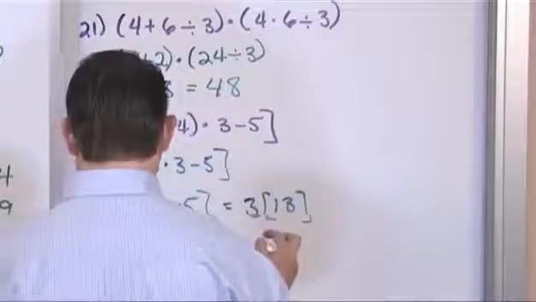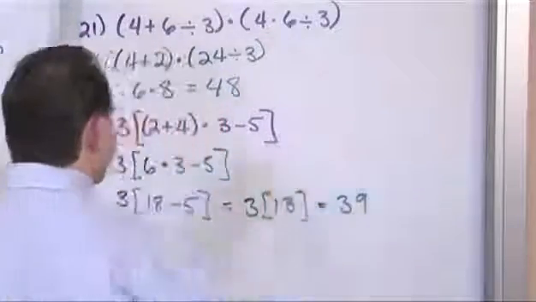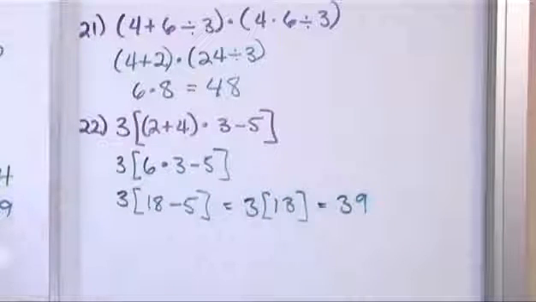3 times 13 is 39. And that's the answer, 39. So we just work inside to outside. Okay, let's work on the next problem.